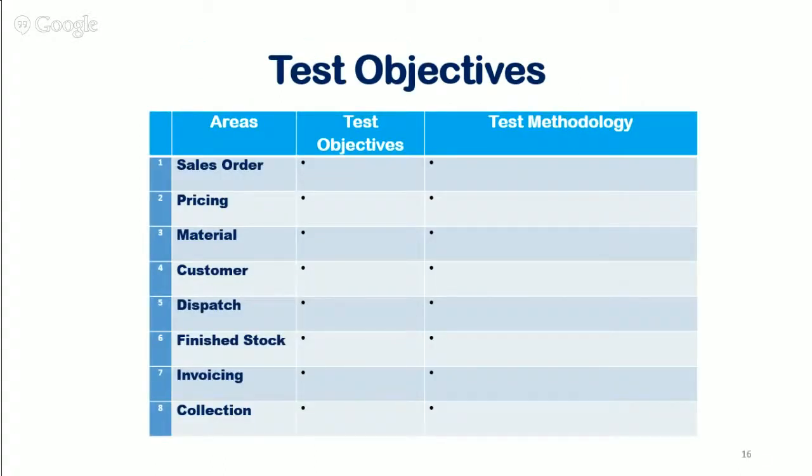Now let's say you have to prepare an audit program for auditing electronic data using CAATs. The first step is to set up the test objectives. So you identify the area you're going to audit, and based on that, you set up the test objectives, and you'll also decide the testing methodology. This is going to be part of your audit program.